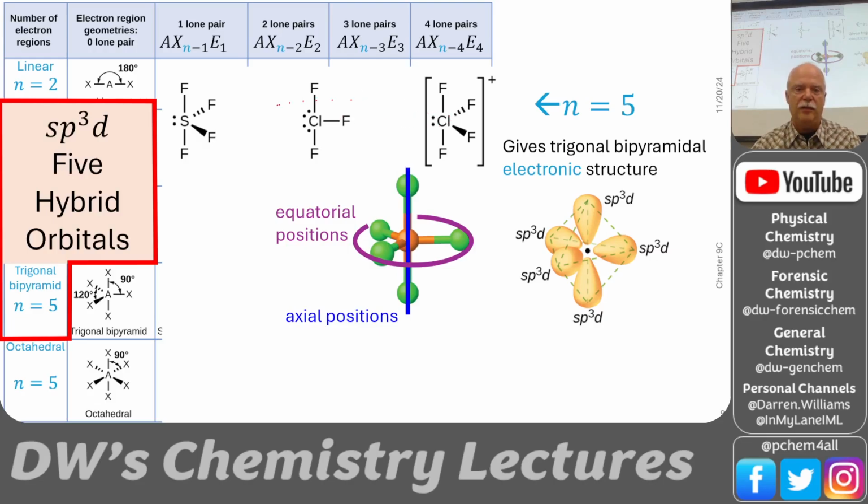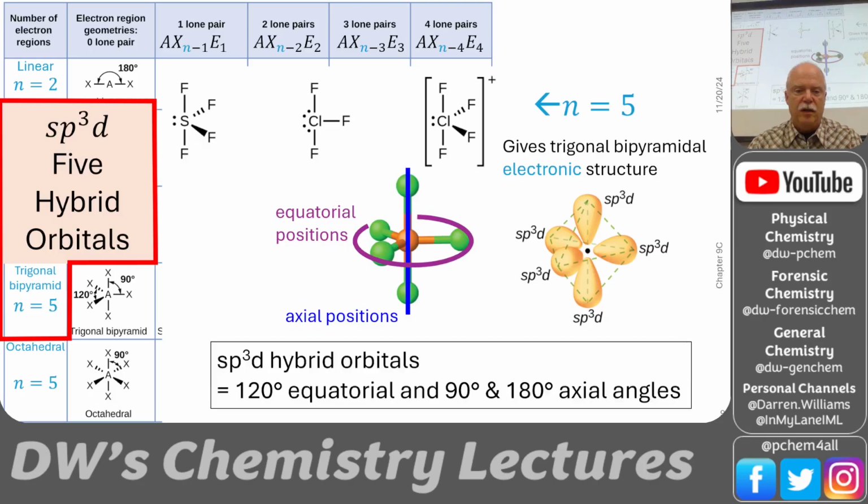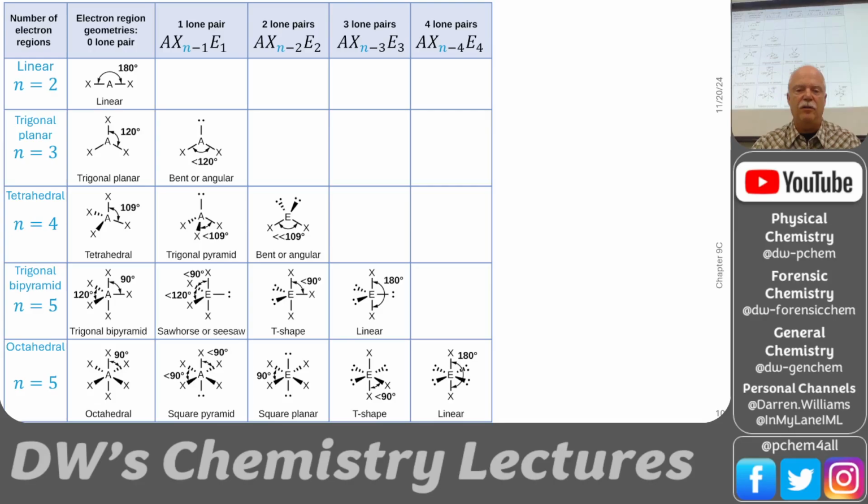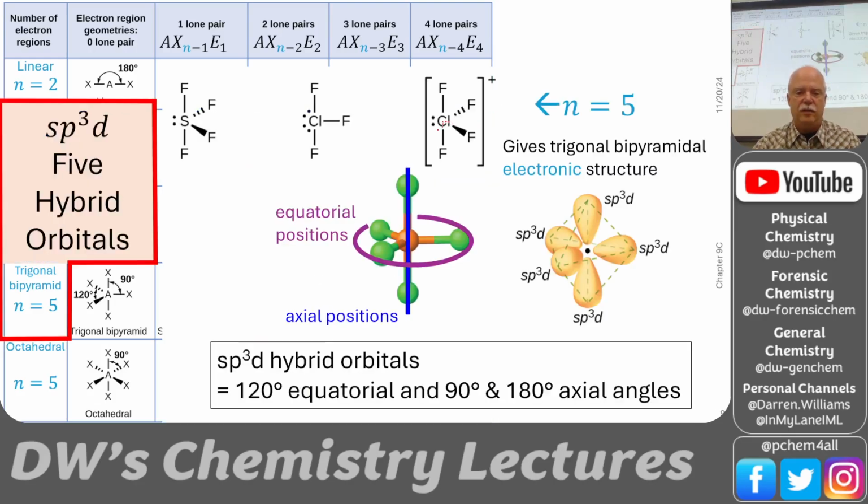Okay. And here's some examples with sulfur and chlorine and all of that. So these sp3d hybrid orbitals, there's different angles that describe these. There are 120 degree angles around the equator. So these are all 120 right here.